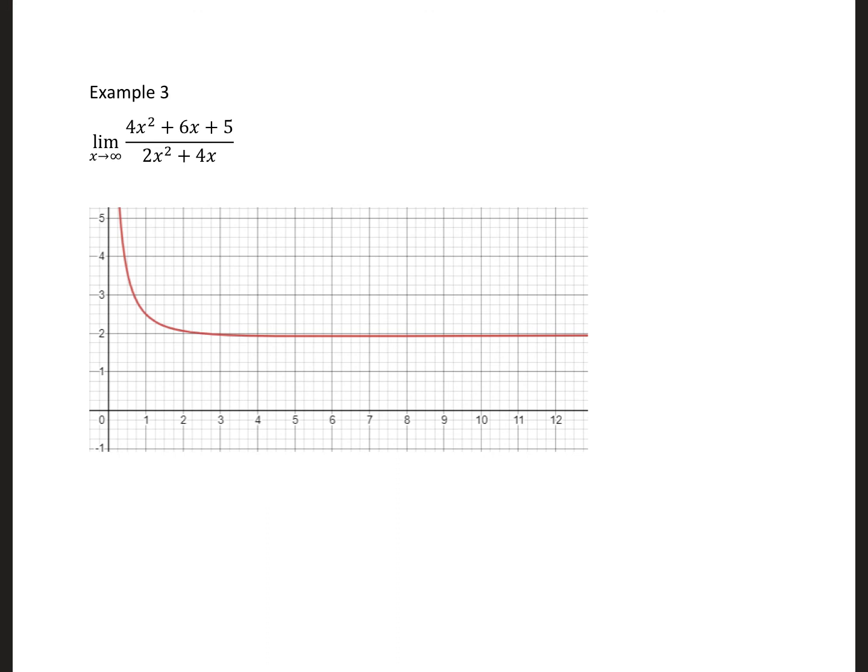In this function, the degree of the numerator and denominator are the same, so this function should go to the ratio of the coefficients. It should go to 4 over 2, which is 2. Notice how as I move out to the right along the x-axis, this function value is just getting closer and closer to an output of 2. So this limit will go to 2.